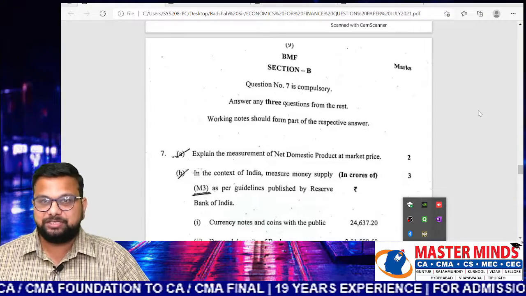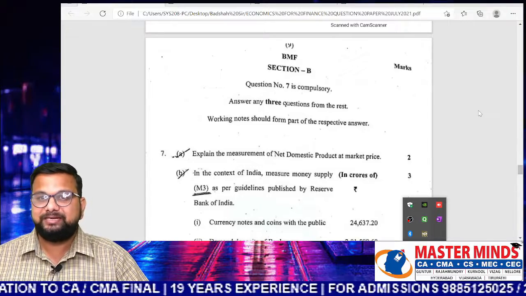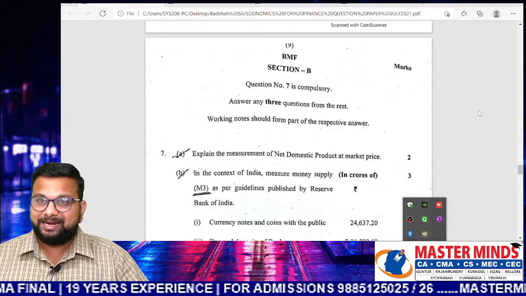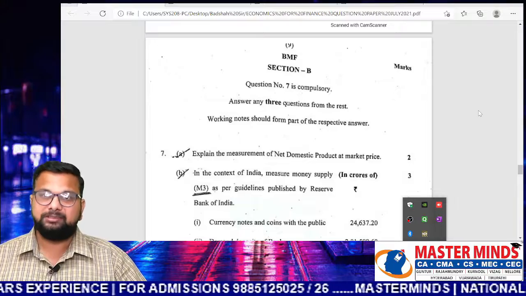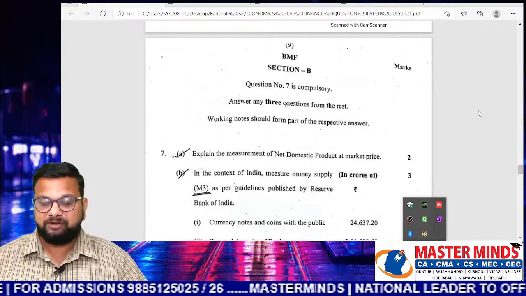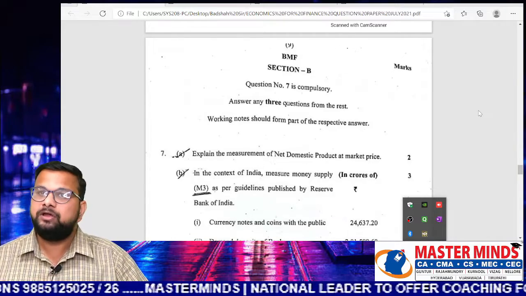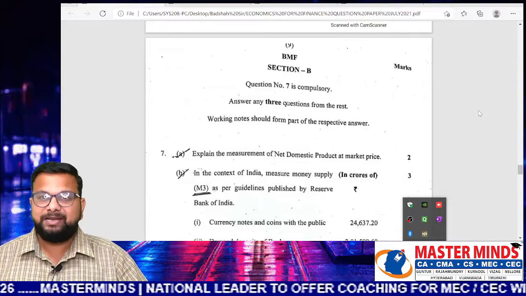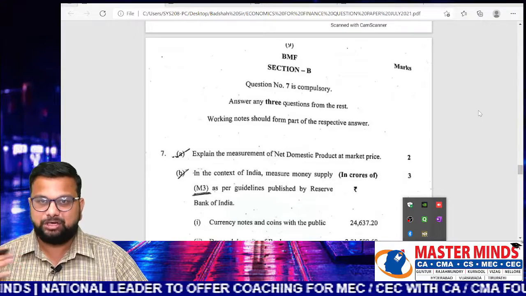So in this session, I have come forward to analyze CA Inter Paper 8 Section B, that is, we will be analyzing the Economics for Finance subject. We know that in Paper 8 we have two subjects: for 40 marks we have Economics for Finance, and for 60 marks we have Financial Management. I will be analyzing the Economics for Finance paper, that is Section B.